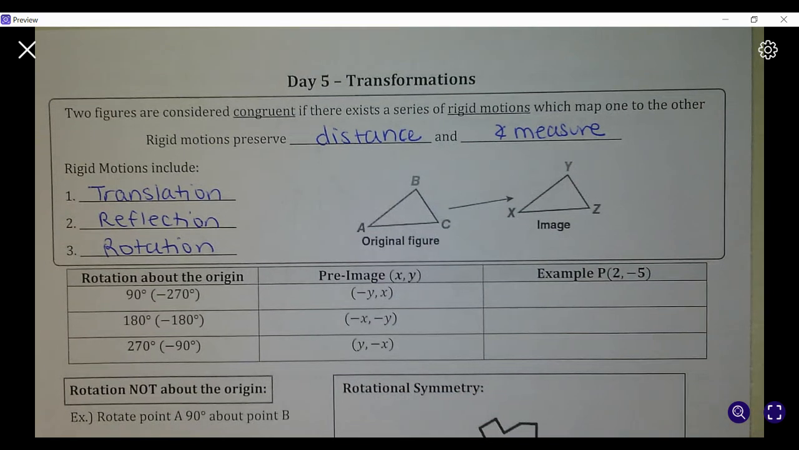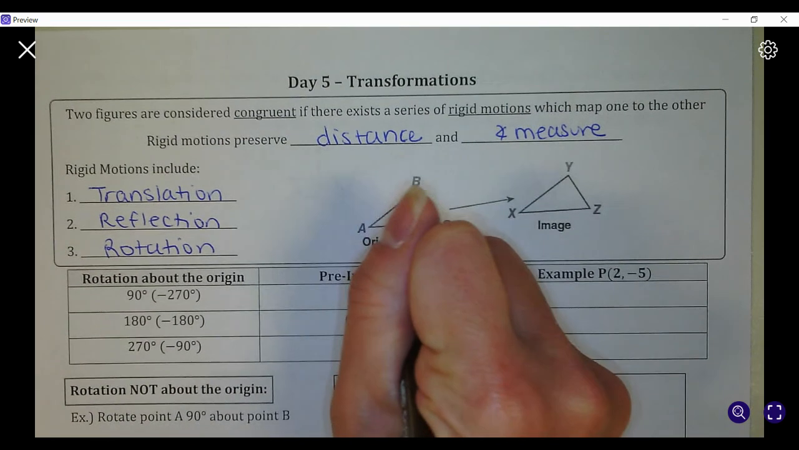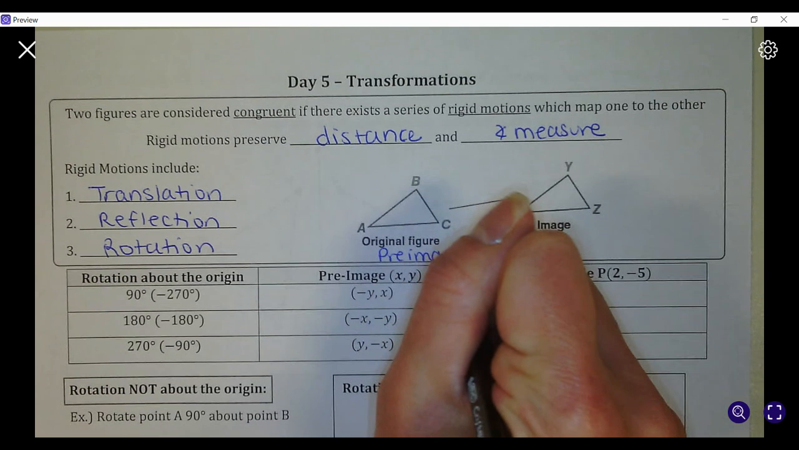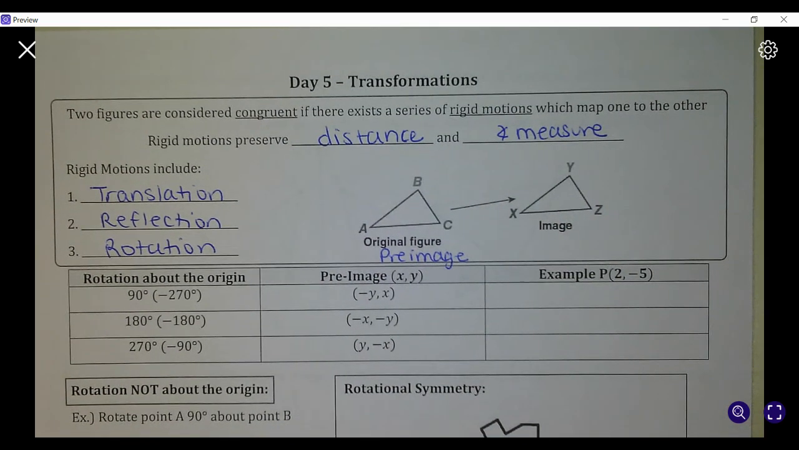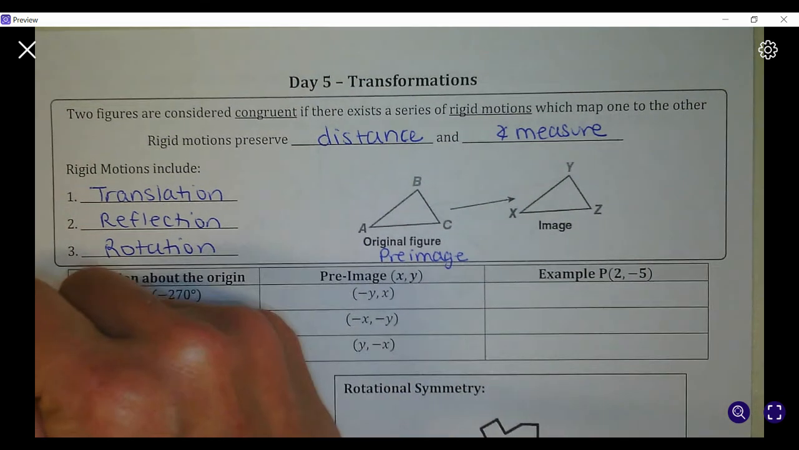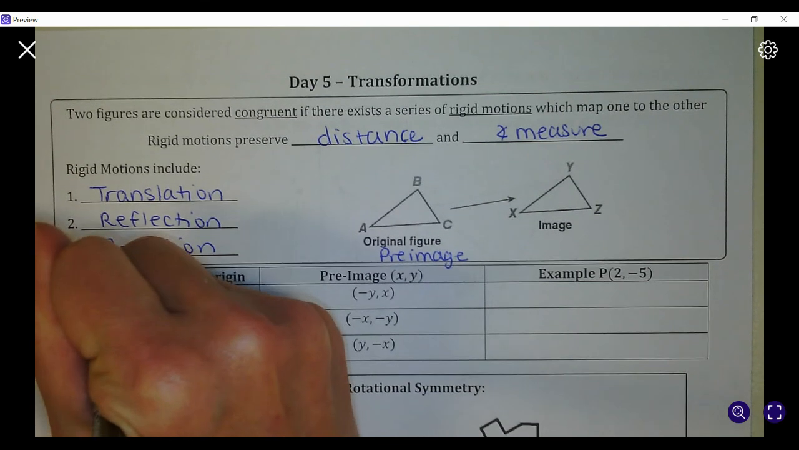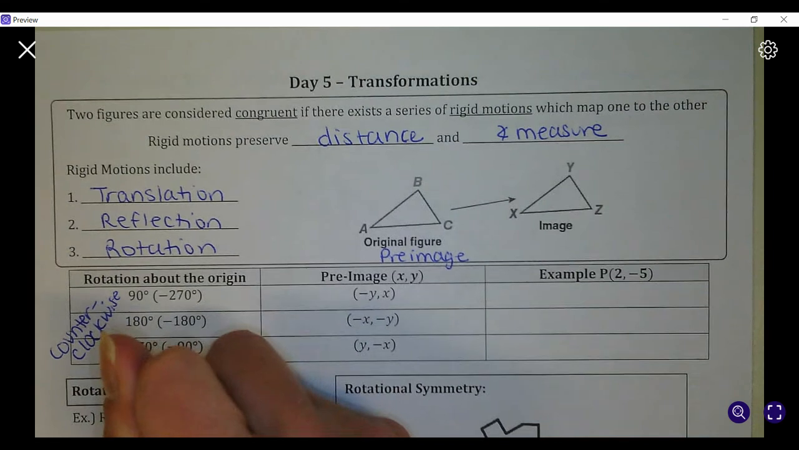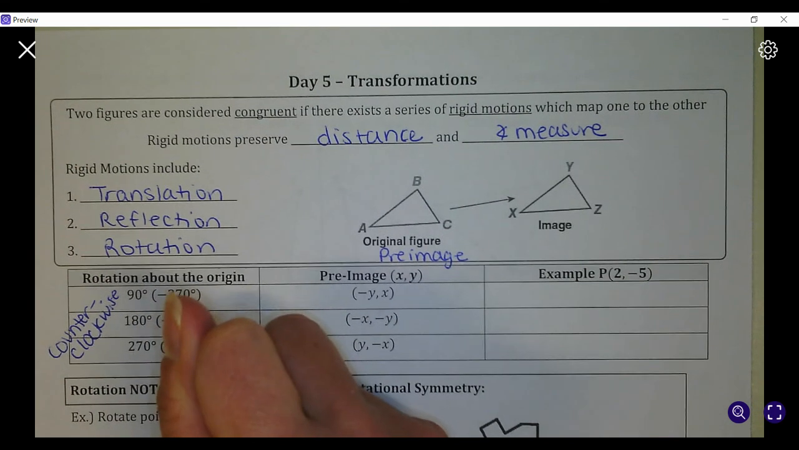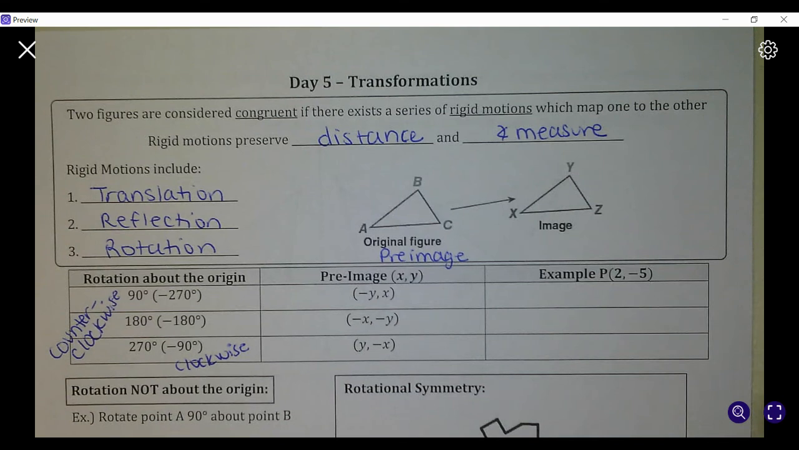When we're talking about an original figure, that's your pre-image, and your image is after it has undergone the translation, reflection, or rotation. What's in front of you are a bunch of rules that you have to make sure are memorized, that we did memorize back when we did the unit, so please make sure you go back and refresh your memory. Remember, when you're rotating, you're always going counterclockwise. That's a positive rotation. For negative rotations, you're going clockwise. For every positive rotation, there's an equivalent negative.